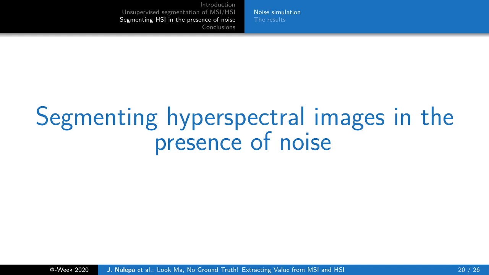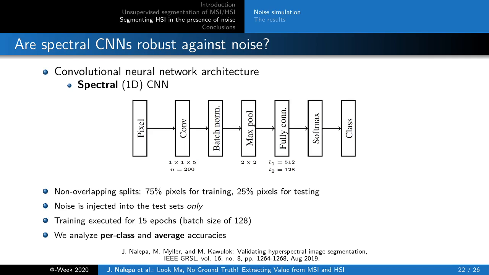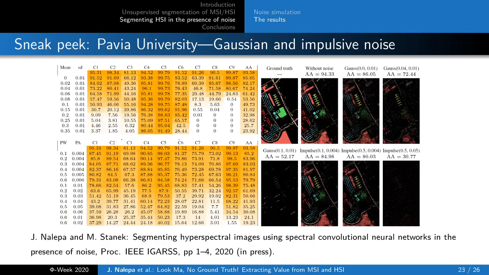As a small sneak peek, I wanted to say a few words about the noise injection into the hyperspectral images, because we are interested in understanding how robust the models are against noise, and we were injecting noise of different distributions, maybe Gaussian or impulsive noise or any other kind of noise might be injected into the original data. Then we train the model, in this case in the supervised way, and then we can try to understand how robust this model is against noise.